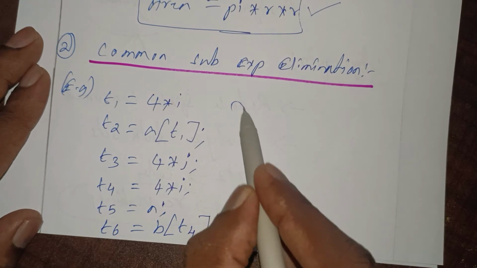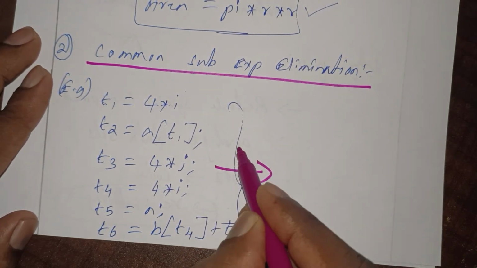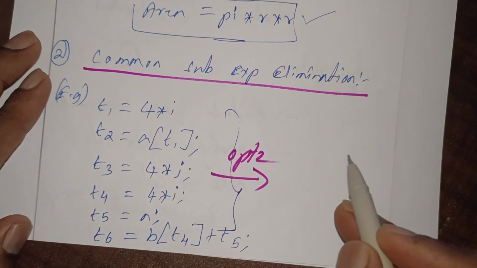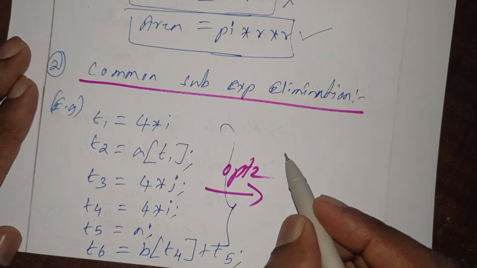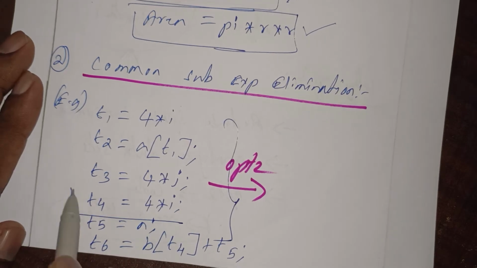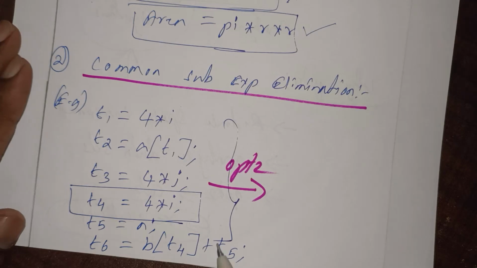Now for this particular thing, I need to write an optimized code. What is the optimized code? Very simple. I am going to take the redundancy part out. Which one is the redundant part? If you don't want to disturb the code, you can write it like this.